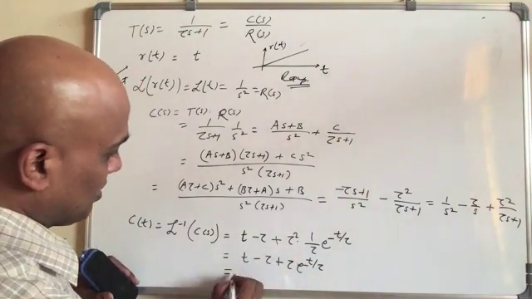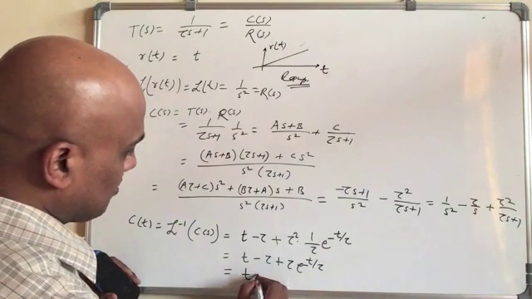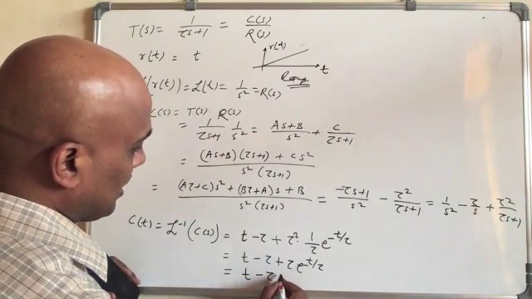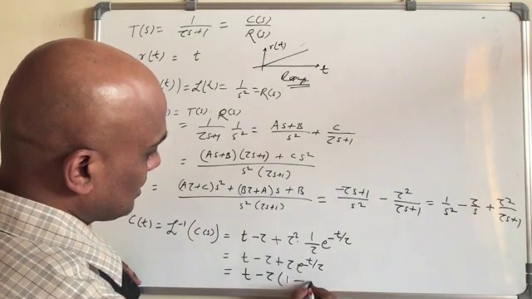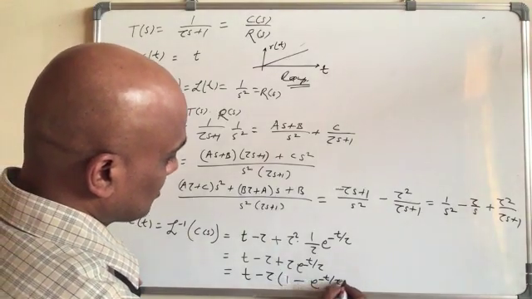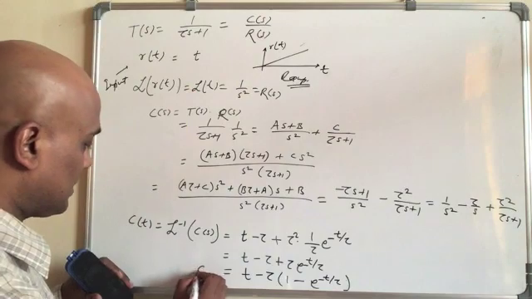Okay, so the value will be t minus tau, and then you have 1 minus e to the power minus t over tau. So this is c(t).